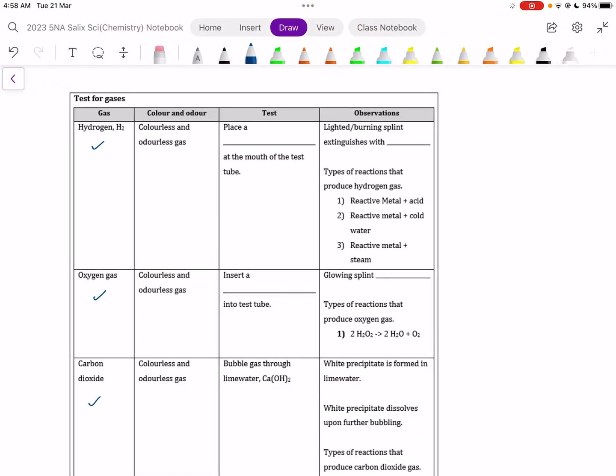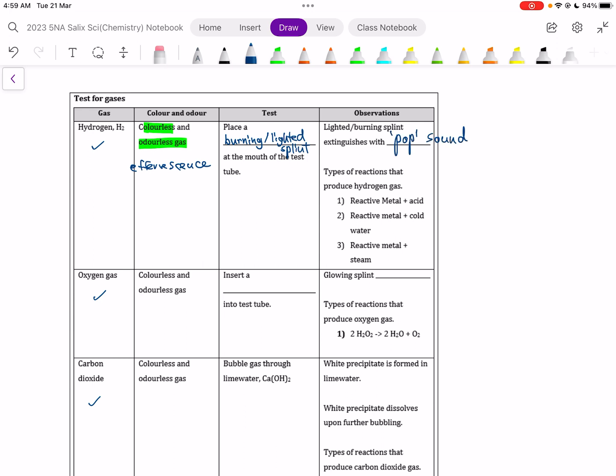So hydrogen gas, you should be able to see colorless and odorless gas. Then you also have effervescence because it's not very soluble. Basically you place a burning splint, or what we call a lighted splint, either way also can, at the mouth of the test tube. Then it extinguishes with a pop sound.